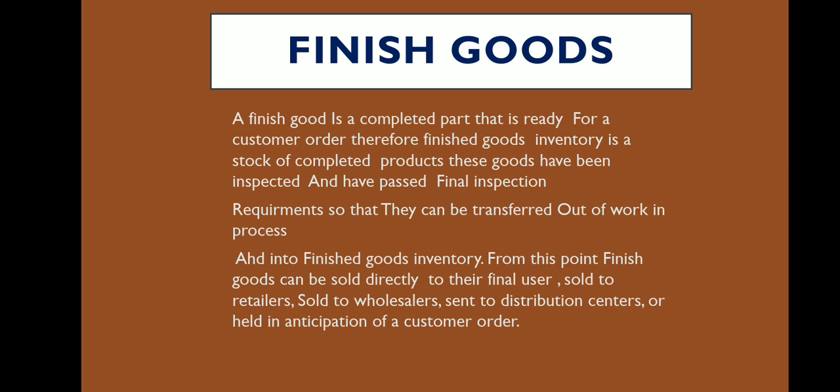The next slide is finished goods. A finished good is a completed part that is ready for a customer's order. Therefore, finished goods inventory is a stock of completed products. These goods have been inspected and have passed final inspection requirements so that they can be transferred out of work in process and into finished goods inventory. From this point, finished goods can be sold directly to their final user, sold to retailers, sold to wholesalers, sent to a distribution center, or held in anticipation of a customer order.